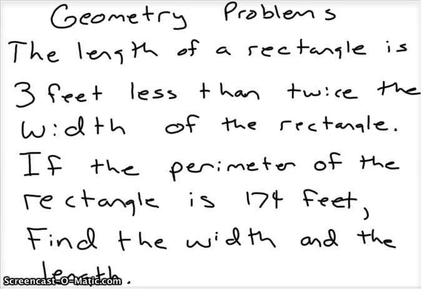So this is a typical geometry problem if you see one on any type of standardized test or college entrance exam. It says the length of a rectangle is 3 feet less than twice the width of the rectangle. If the perimeter of the rectangle is 174 feet, find the width and the length. And so with this problem, it's definitely a good idea to guess and check.